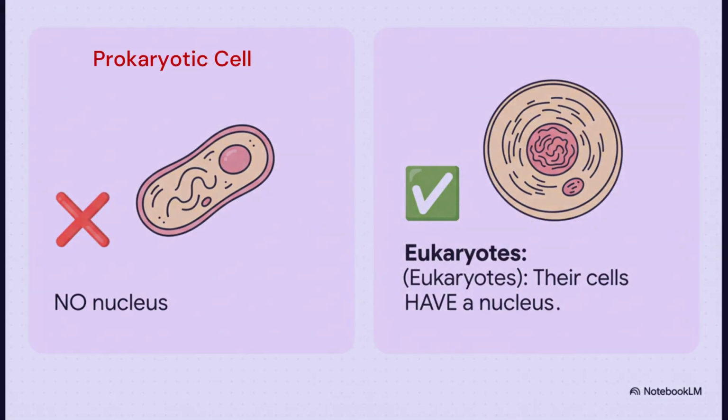You got it. There is no nucleus. This is a non-negotiable fact you have to remember. Prokaryotes, like bacteria, have no nucleus. Their DNA just kind of hangs out in the cytoplasm. But every other kingdom, animals, plants, fungi, and protists, they're all eukaryotes. And that means their cells do have a nucleus. It's one of the biggest dividing lines in all of biology.